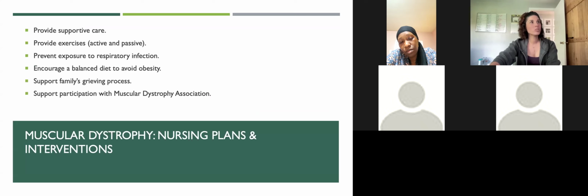So for these patients, we're doing supportive care. We're going to do lots of exercises to keep their muscles going to try and prevent some of that weakness. We want to make sure we protect them from infection, so no respiratory infections. Encourage a balanced diet so we're not causing obesity and putting extra strain on those muscles. And this is going to be a terminal illness for this child.